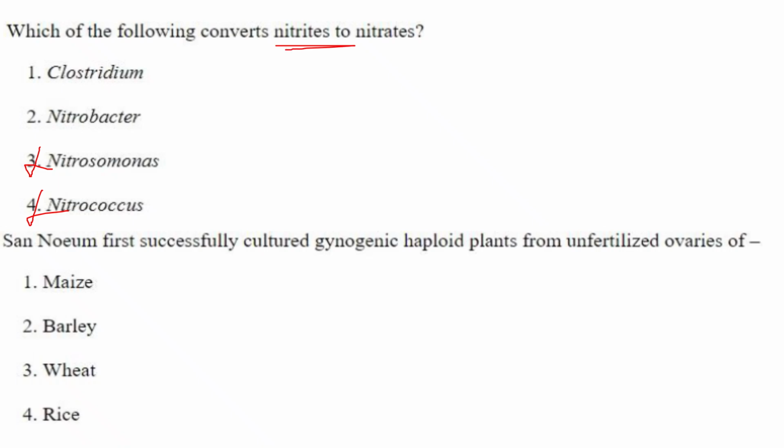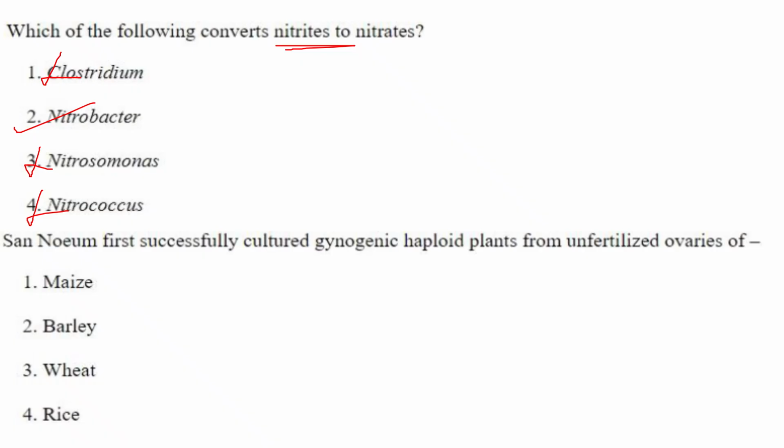They have asked what will convert nitrites to nitrates. So nitrites will be converted to nitrates, that is NO3 minus, by Nitrobacter. Okay. And Clostridium is a denitrification bacteria, so that is also not the answer. So Nitrosomonas, Nitrococcus will convert ammonia to nitrites, Nitrobacter converts nitrites to nitrates.